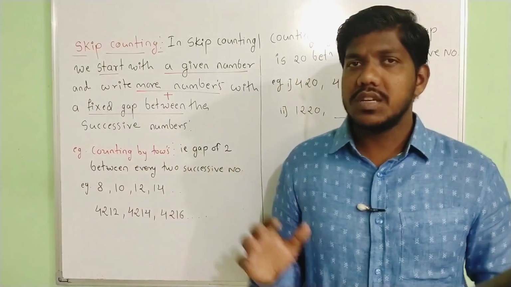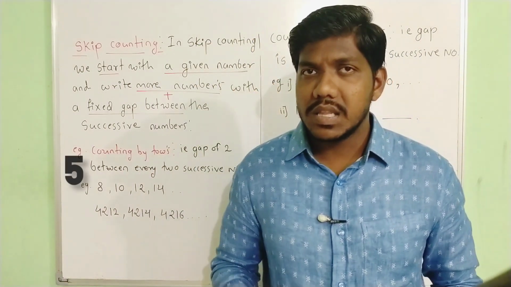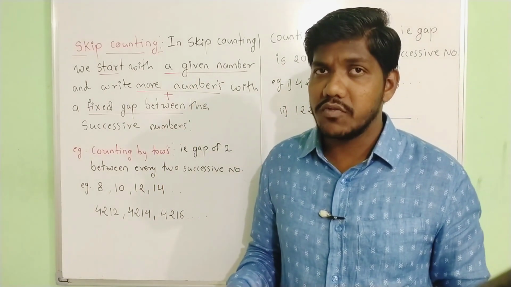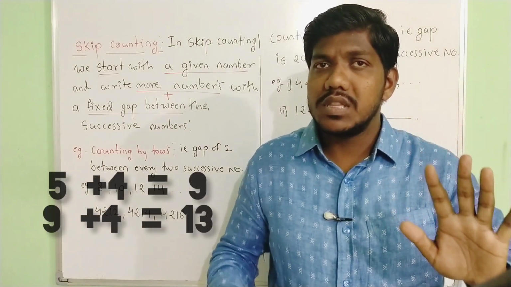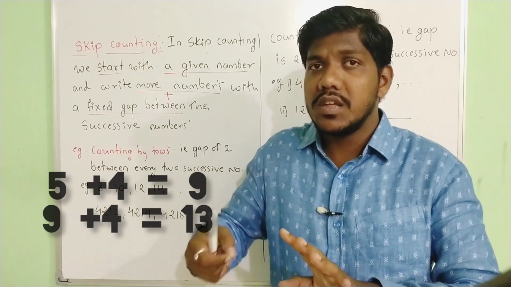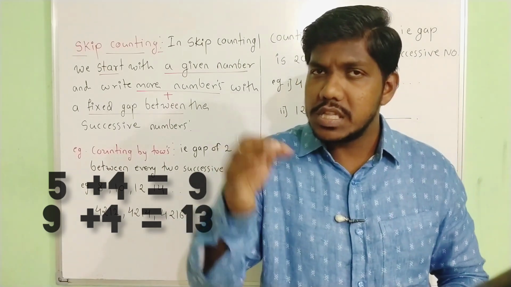Suppose the teacher gives us a number 5 and tells us about skip counting, where the gap between two successive numbers is 4. So initially we have the number 5, so 5 plus 4 is 9, so we write 5, 9. Again 9 plus 4 is equal to 13. That means every time your gap must be the same.